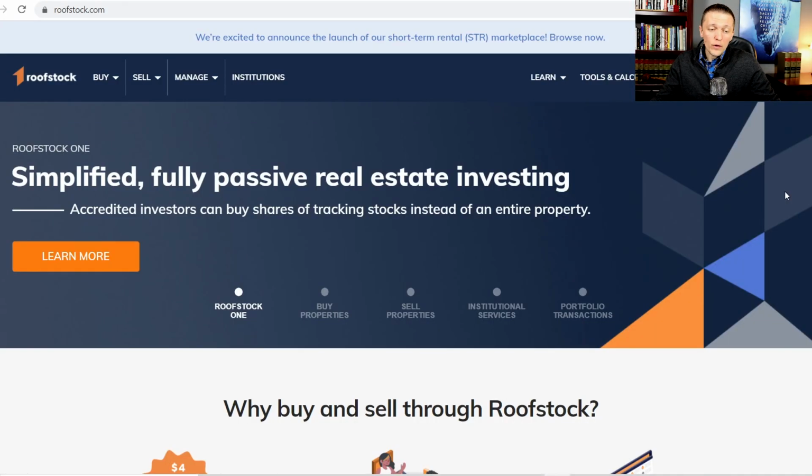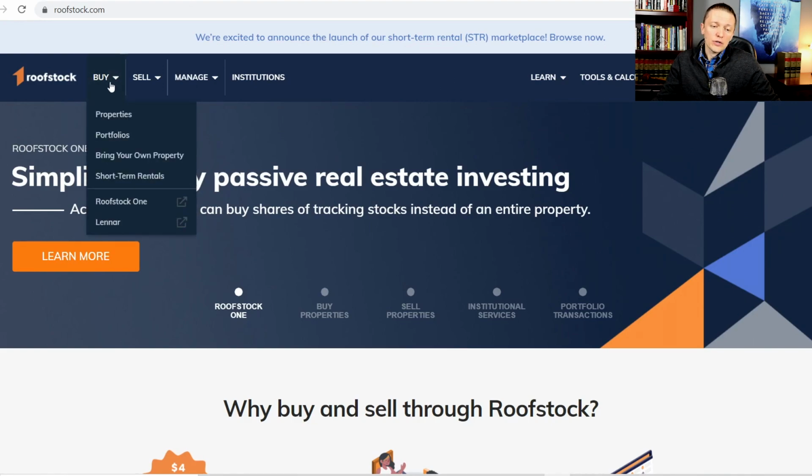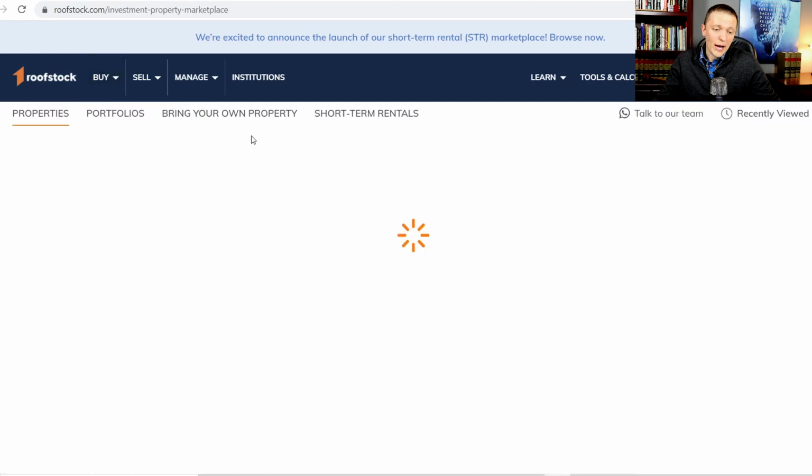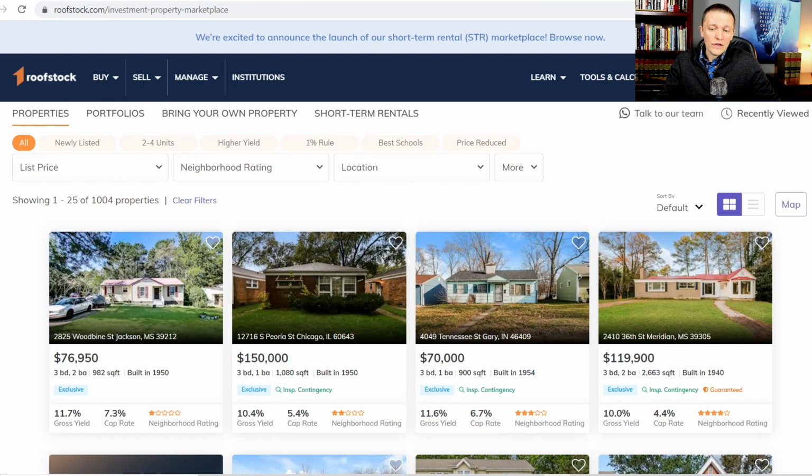So when you first open the website, you're going to be on their homepage, and what you're going to want to do if you're looking for properties is go to the Buy section. So you click on Buy, and then you click on Properties, and it will take you to this area. So right now it's showing that there are 1,004 properties currently available, and that includes all different types of properties that I mentioned earlier. This is multifamily properties, single family properties, and there are also some unspecified properties here as well. And so up here you will see a few different criteria.